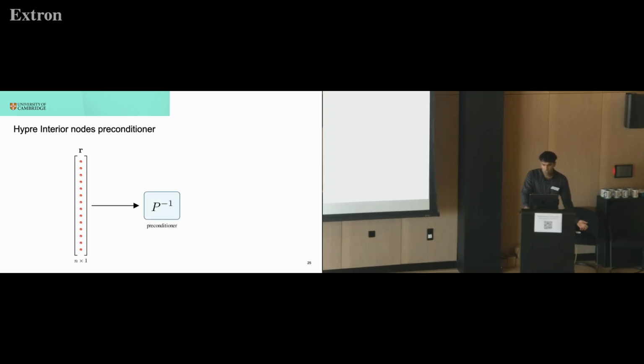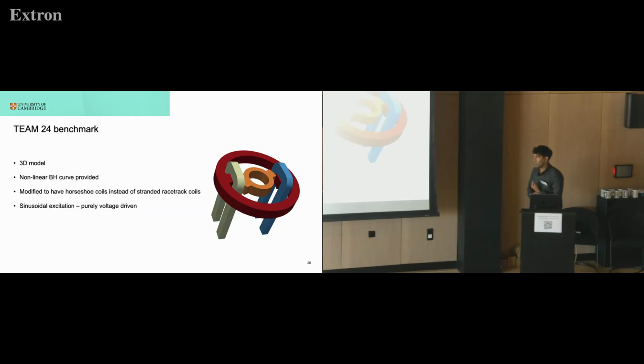Cool. So the results I'm going to show you are from a Team 24 benchmark. This is a 3D model. They provided us with a nonlinear BH curve. In this case, I've modified the model. Initially it was a looped coil, but I've modified it so that you have this sort of horseshoe coil. This way I can apply a voltage here and a ground voltage here, using the advantages of the AV formulation.